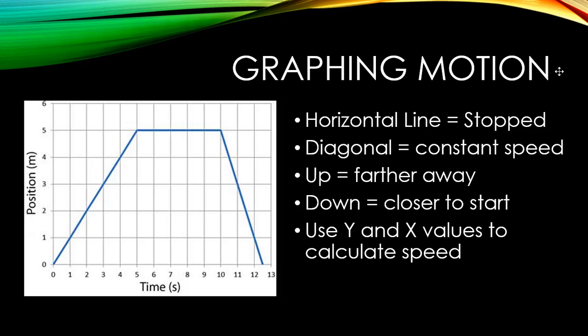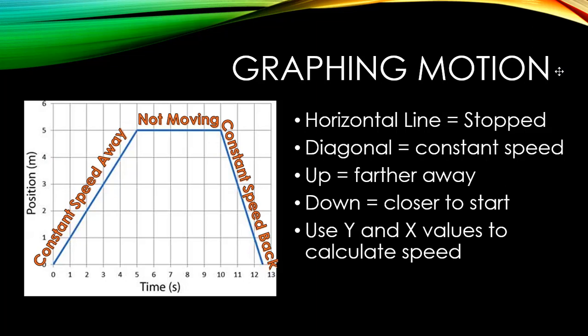So on this particular graph, we start with a person who is walking away at a constant speed. They stop for a little while and they're not moving, and then they come back. And since the slope of that line coming back is a little steeper than the going away, that means they walked away slowly, stopped for a while, and came back very quickly.